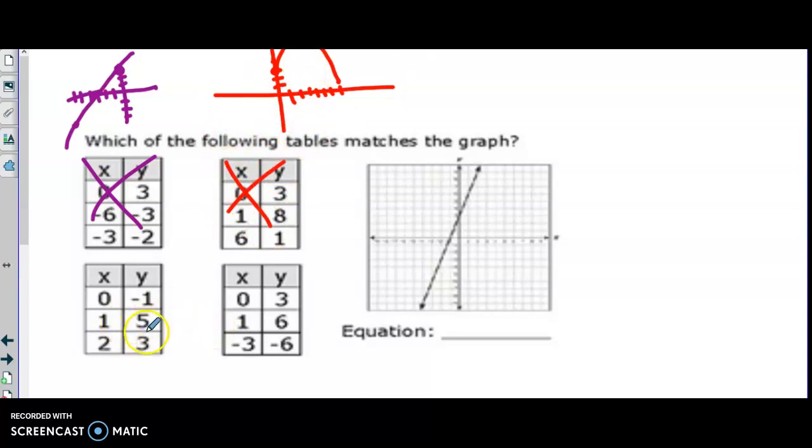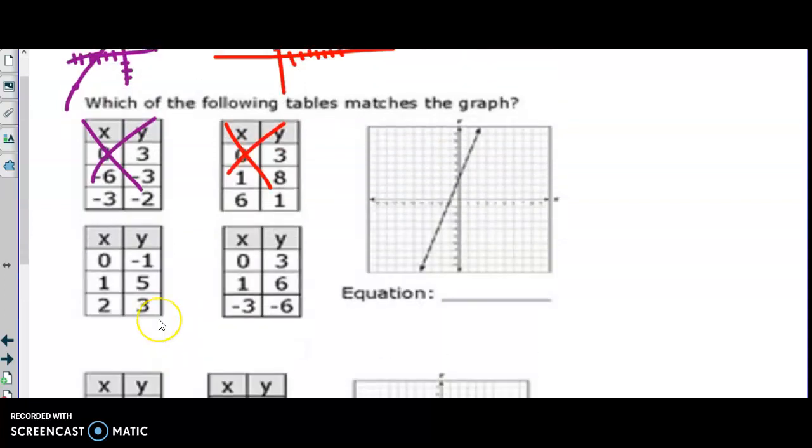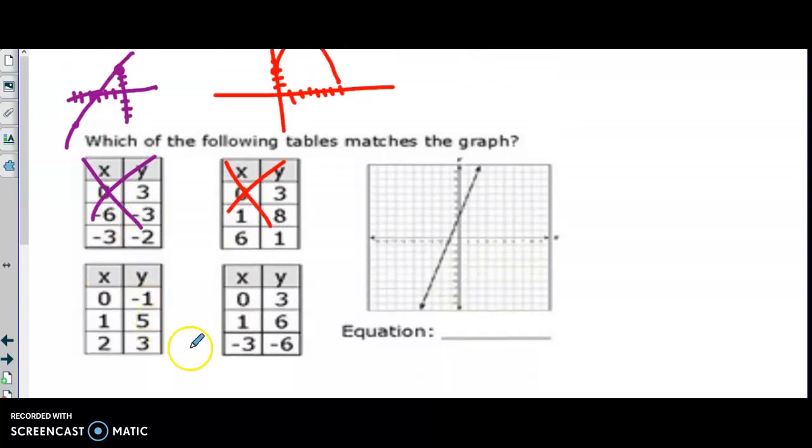And then if we come down here, let me scroll down a little bit. So when I come down here and I try to sketch a graph, I have a point at 0, -1, and then 1, 5, and then 2, 3. Uh-oh, that looks weird. That's not my line.